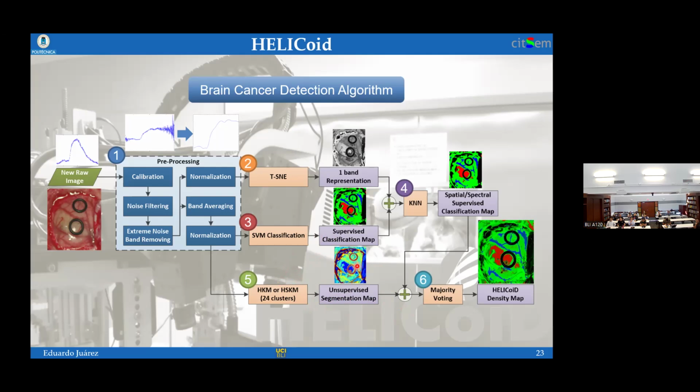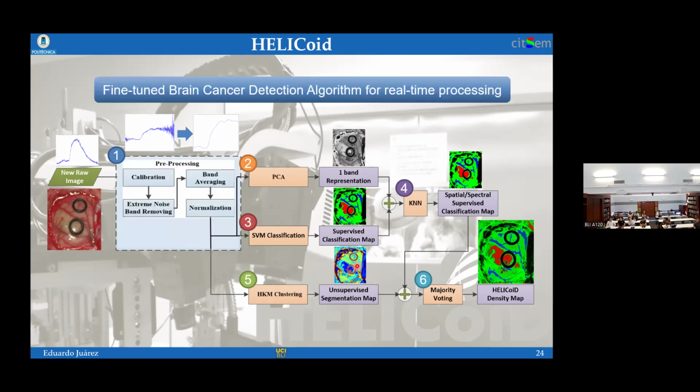Good. Functionally, it was good. We got nice classification maps, but the processing time was huge. So we needed to do something. We needed to fine-tune this algorithm. The fine-tuning started with the pre-processing. Do we need all that? Well, yes, but we can do something good also if we reduce the complexity. So the first step was to reduce the complexity of the pre-processing step.